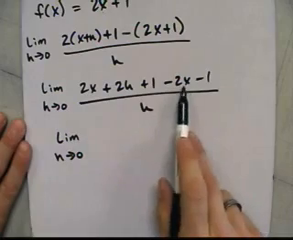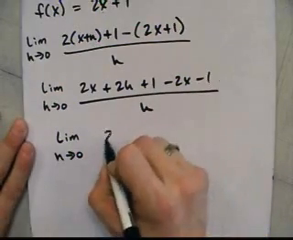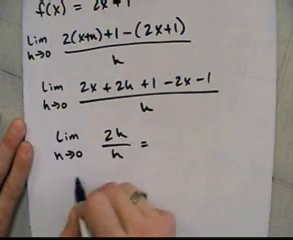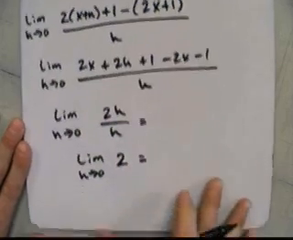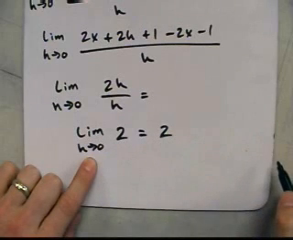Let's see, 2x and the negative 2x cancel, like terms. 1 and negative 1 cancel. So all I'm left with is 2h over h, which is 2. So I got the limit as h goes to 0 of 2. So what's the limit as h goes to 0 of 2? 2. The answer is 2.